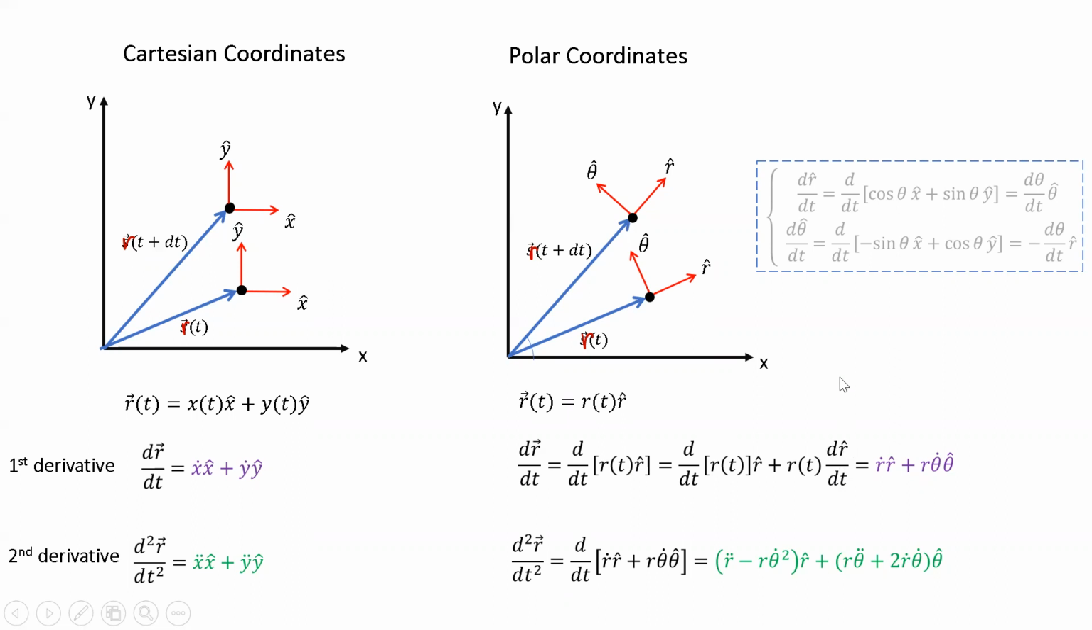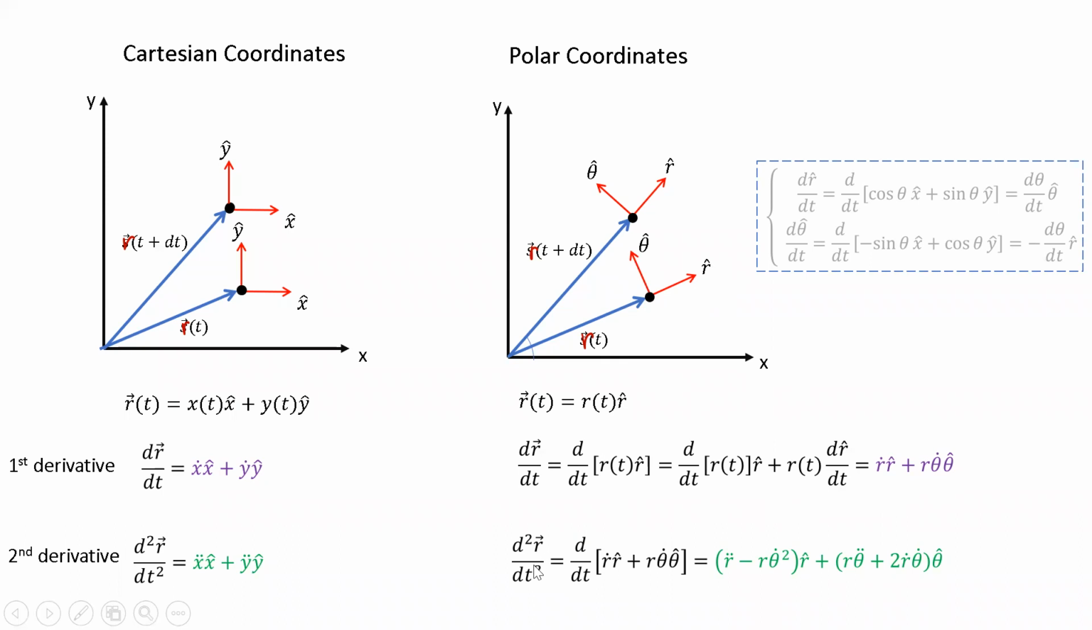How r hat and also theta hat change with time are given here. At the end, you see that dr/dt will have r dot r hat plus r theta dot theta hat. So the two components come out: the velocity along the radial direction, and also the velocity along the tangential or transverse direction.